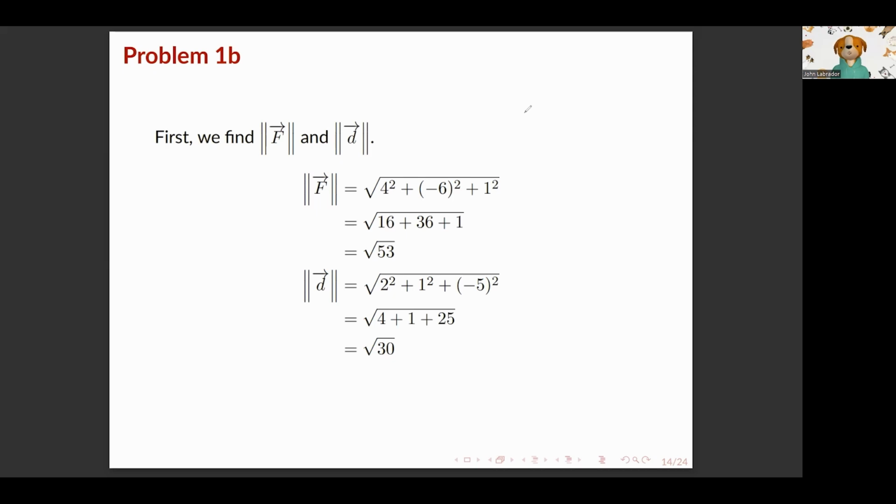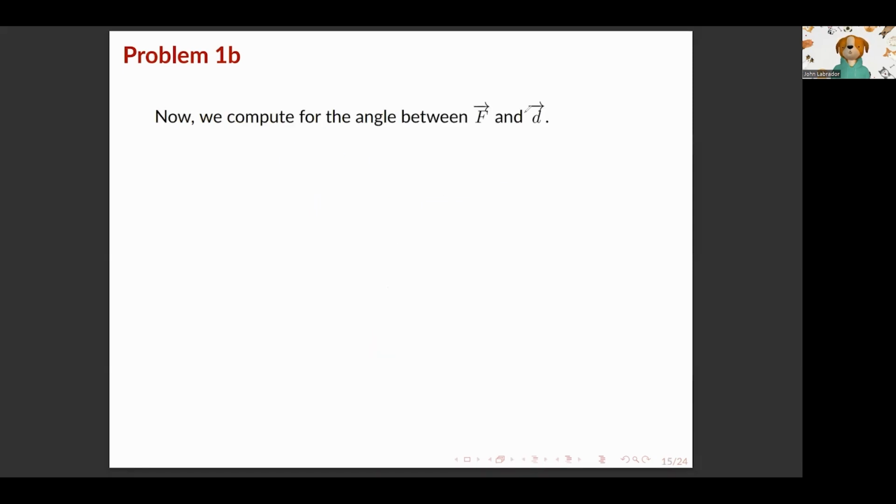We have the square root of 53. We do the same for the vector D, which is equal to the square root of 2 squared plus 1 squared plus negative 5 squared. We have the square root of 30. So these two radicals cannot be simplified further. So we compute for the angle. We plug those values into the formula. So we have negative 3 all over the square root of 53 multiplied by the square root of 30.